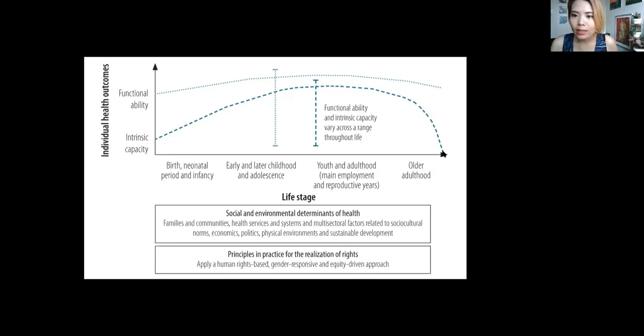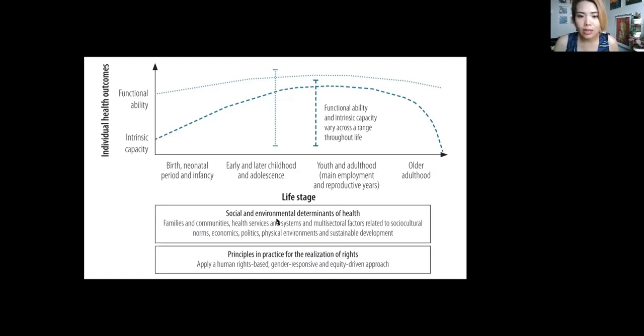Now, I'd like to highlight this margin of difference between functional ability and intrinsic capacity. A person's functional ability may remain higher than his or her intrinsic capacity depending on the mitigations that are available for that person. What are these mitigations? It could be the social, environmental, and systemic support that are available for that person.